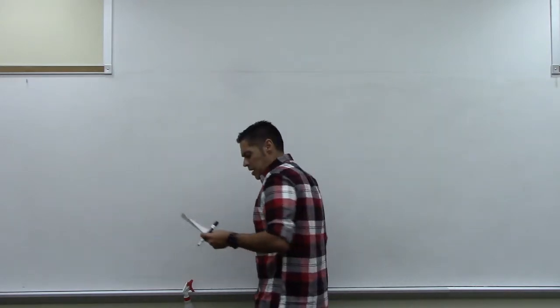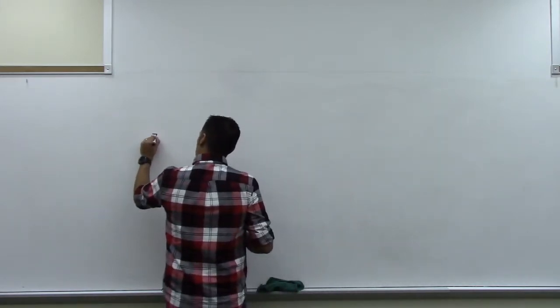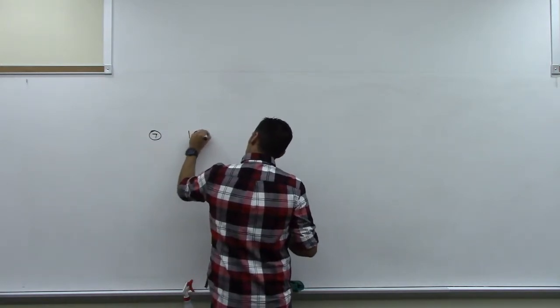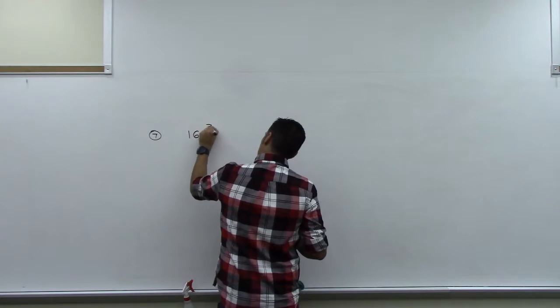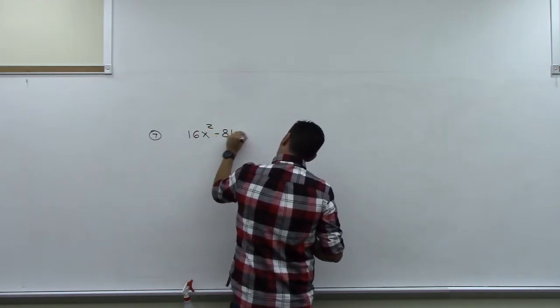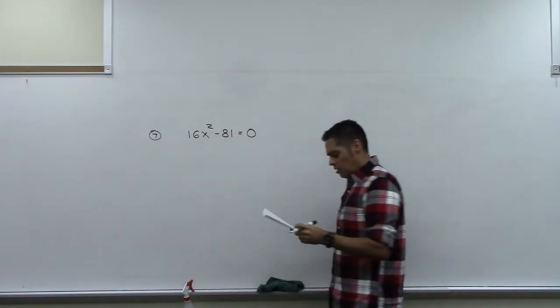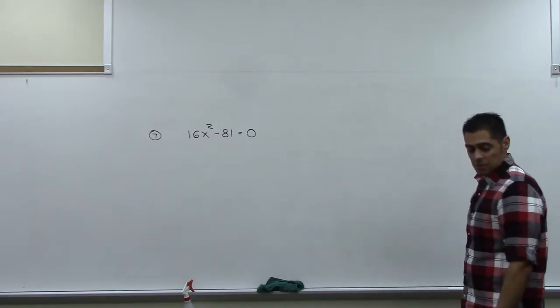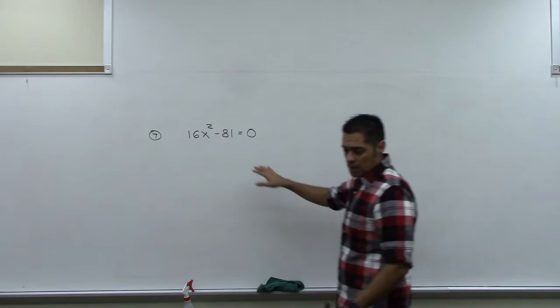Moving on to number 7, we have 16x squared minus 81 equals 0. And we're asked to solve the quadratic equation by factoring. So they do want us to factor this right here.